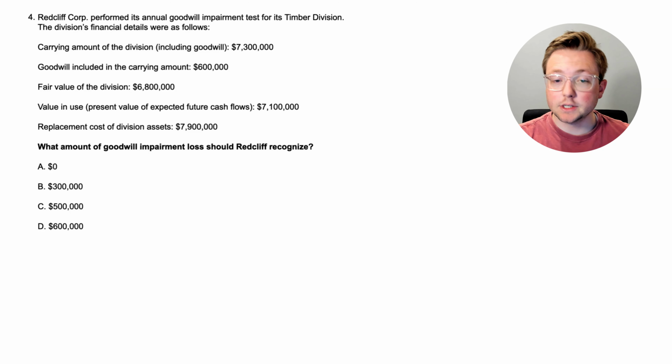Fair value of the division, $6,800,000. Value in use, which is the present value of expected future cash flows, is $7,100,000. And the replacement cost of the division assets is $7,900,000. So again, what amount of goodwill impairment loss should they recognize? Now, based on everything we've learned, you might know how to do this, but there's a lot of extra information here. So is it relevant? Is it important? What else do we need to know? Think about this, pause the video, and when you're ready, come back. We'll look at the answer together.